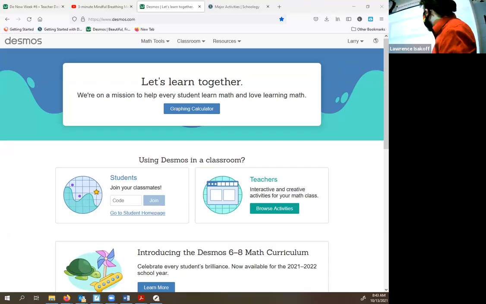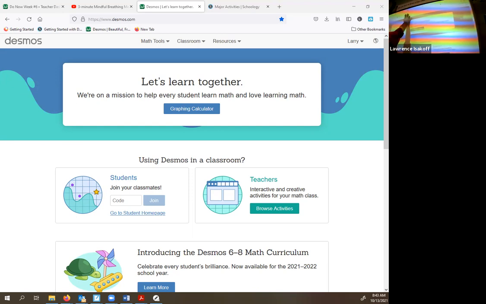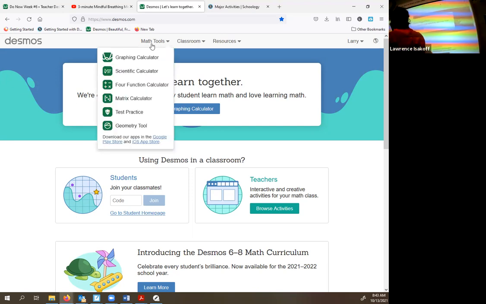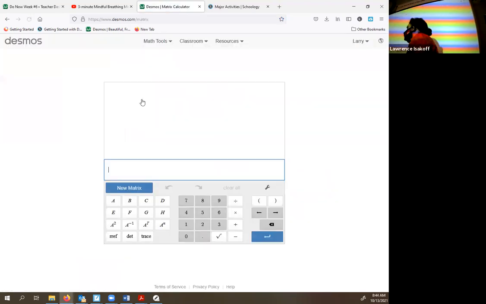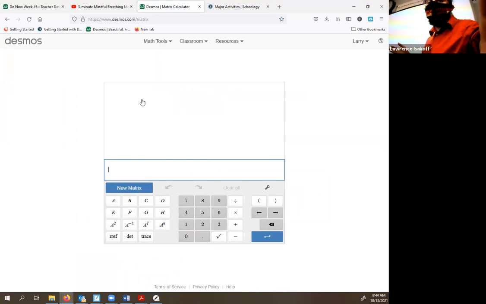Or potentially ask me questions. So we are going to work on word problems dealing with systems of equations. Remember, if we're at the Desmos website, we can go to Math Tools and Matrix Calculator to get to that matrix calculator. And trust me, that's going to make life a lot easier.